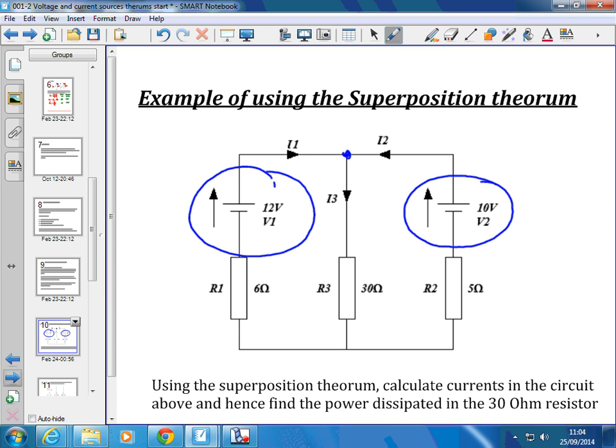That current's going to flow out of this battery in that direction, and it's going to flow out of this battery in that direction, and then all of it's going to join together and go down the middle. And I say we've made a stab at it, because don't worry if you eventually calculate that I2 or I1 or I3 is negative. All that means is you got the arrow on the wrong way in the first place.